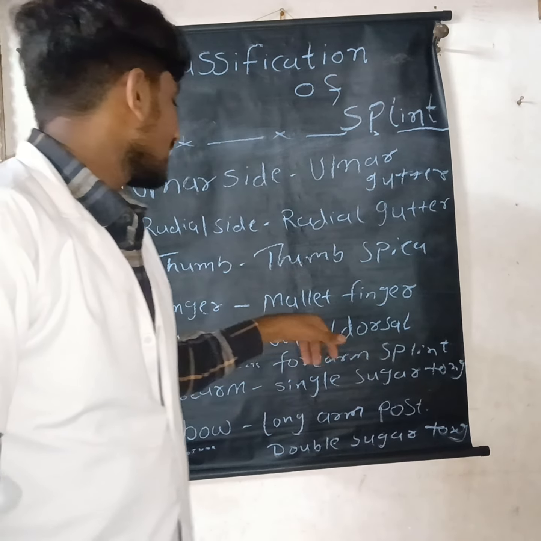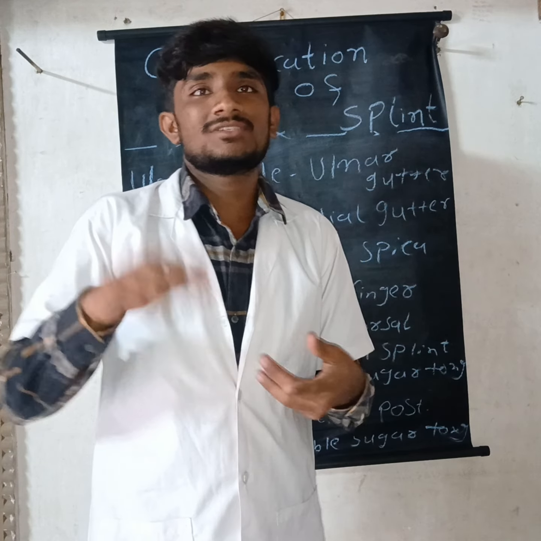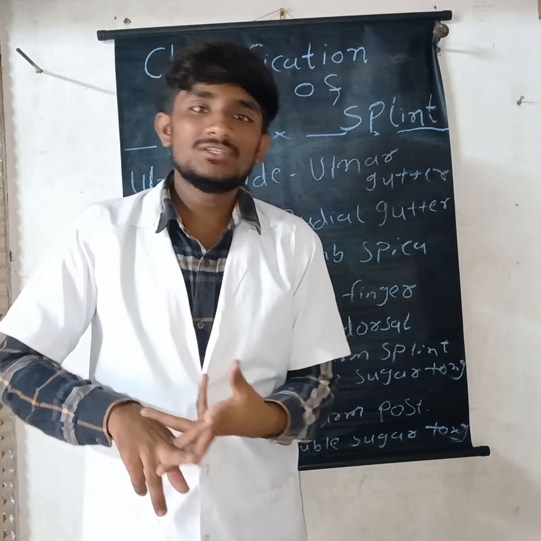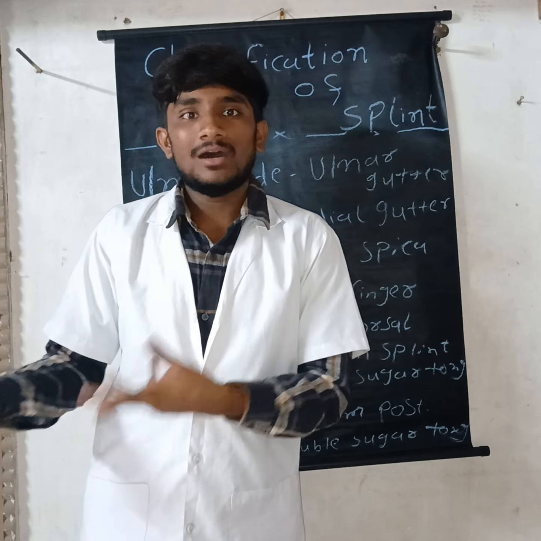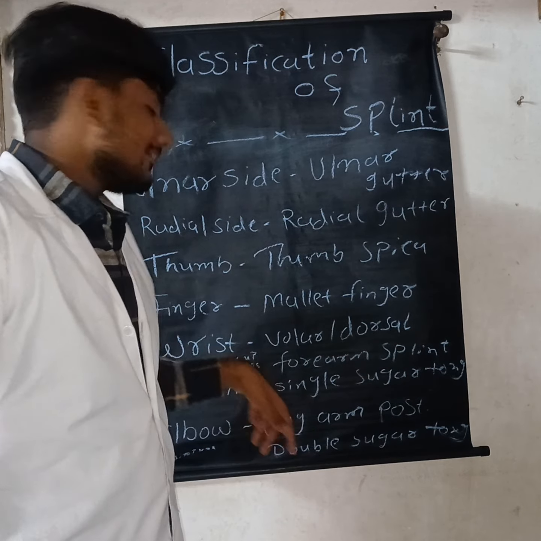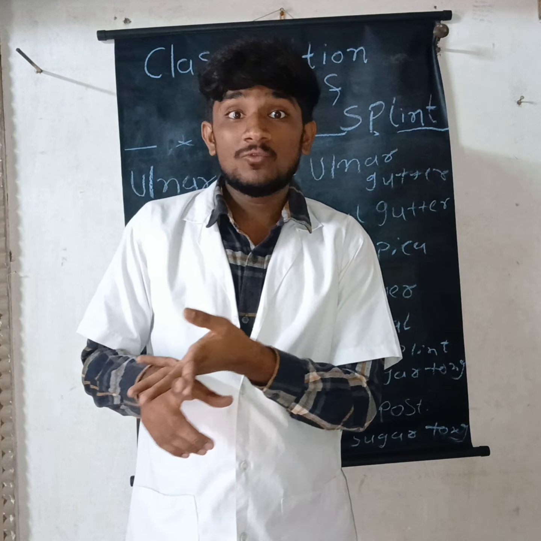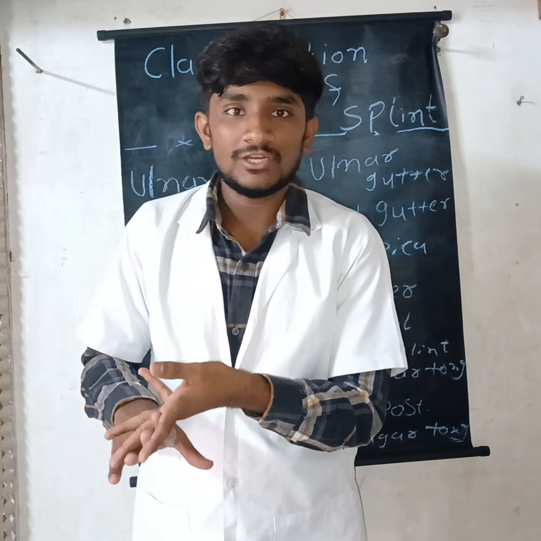Then wrist, in the wrist we have the volar and dorsal forearm splint that helps in CTS as well as wrist immobilization, wrist injury or fracture of the radius as well as the ulna. In the wrist we also have the cock-up splint that's mainly used for CTS patients. Then we also have the knuckle bender splint that's mainly used for ulnar nerve injury.